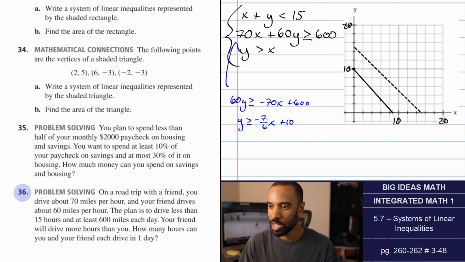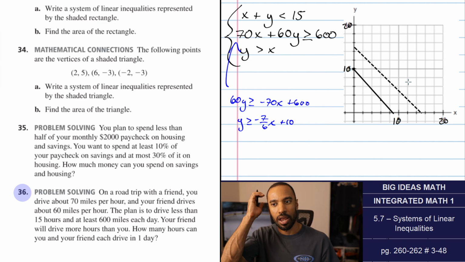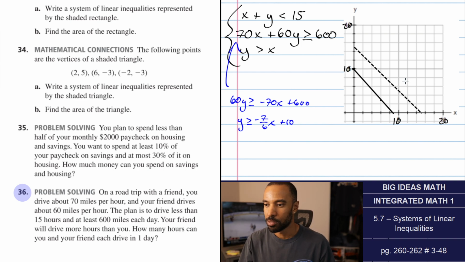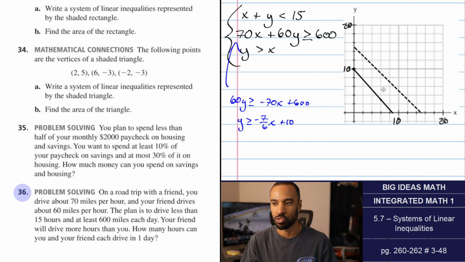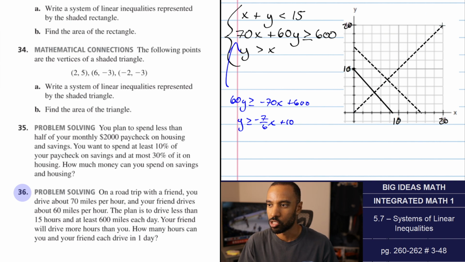The x-intercept is kind of rando. Whatever 600 divided by 70 is. Kind of rando, but we will be above that one. It is a greater than or equal to. When y is by itself, we will be above that line. So somewhere within here, but my friend will drive more than me. Y is greater than x. The line y equals x is a y-intercept of 0 and a slope of 1, and this is a dashed line, so we're going to go like this, and we'll shade above that one.